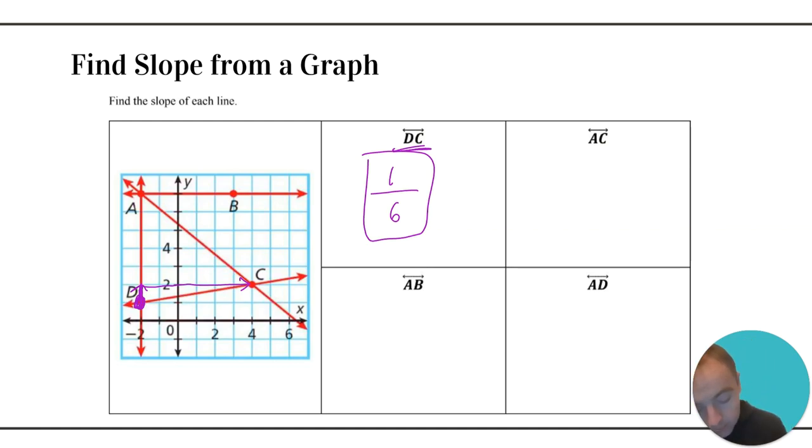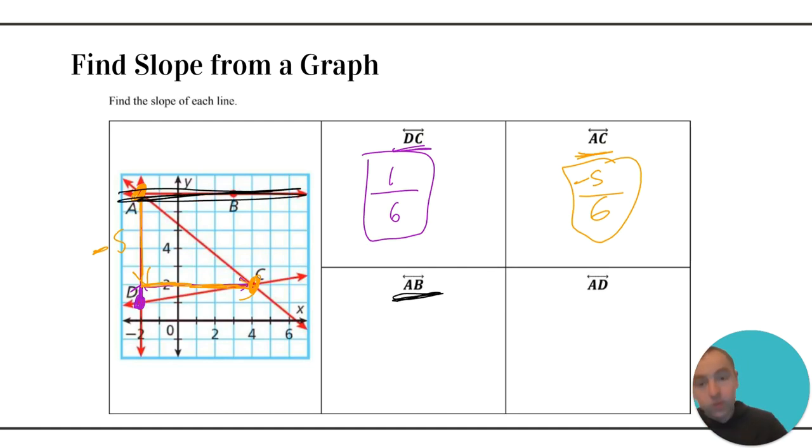For line AC, if you started at point A and you worked your way down to point C, you'd want to work down first 1, 2, 3, 4, 5 units. And because you're going down, you want to specify that as being a -5. And then you're going to go to the right 6 units, and then end up getting a slope there of -5/6.